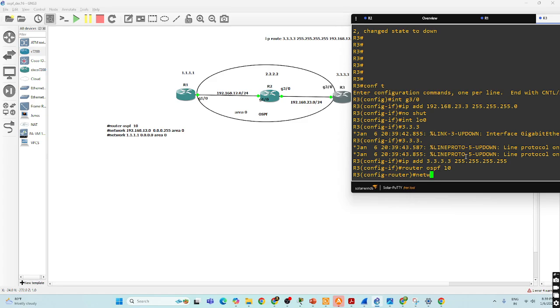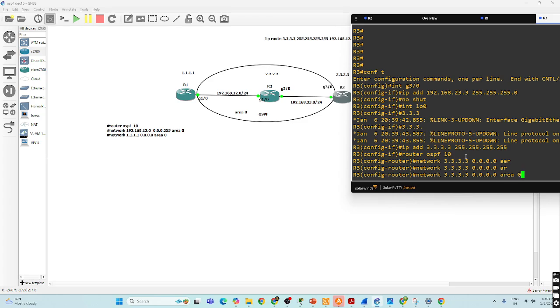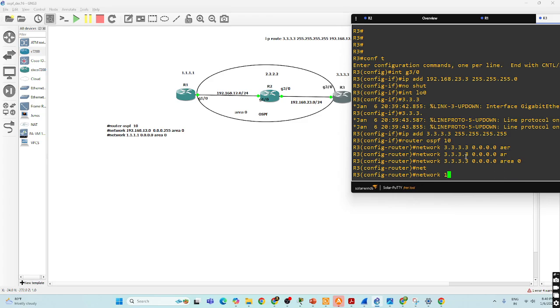See, doing the lab is very easy, and we can do it within half an hour. Initially it will take time, but once you do the lab, it's very easy, guys. 3.3.3.3 area. Next network is 192.168.23.0. Did I advertise 23.0 on R2?